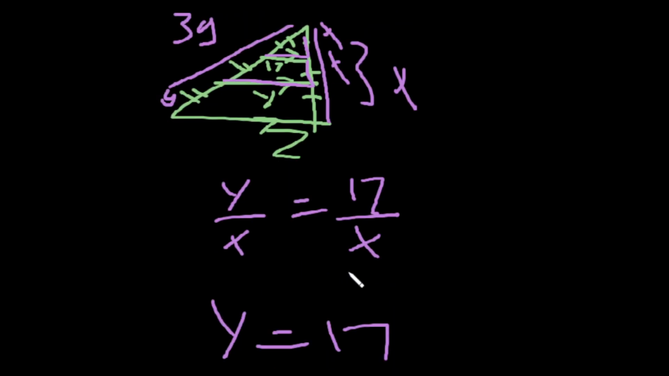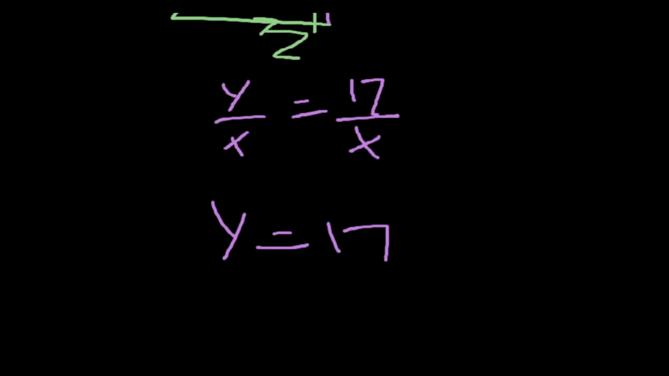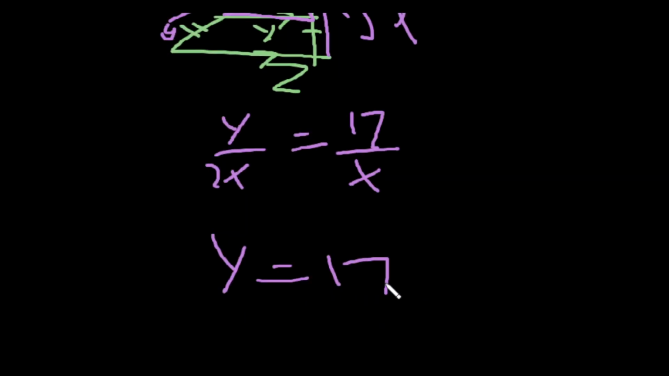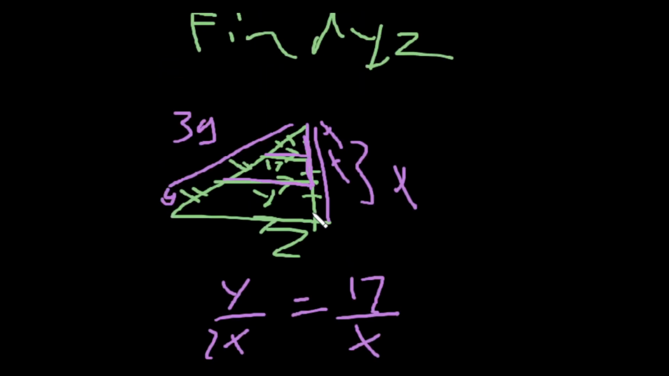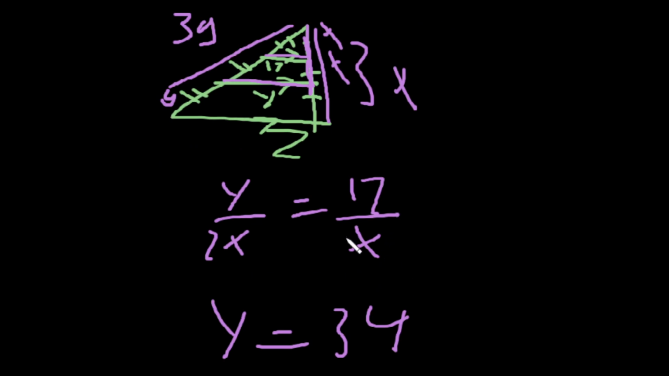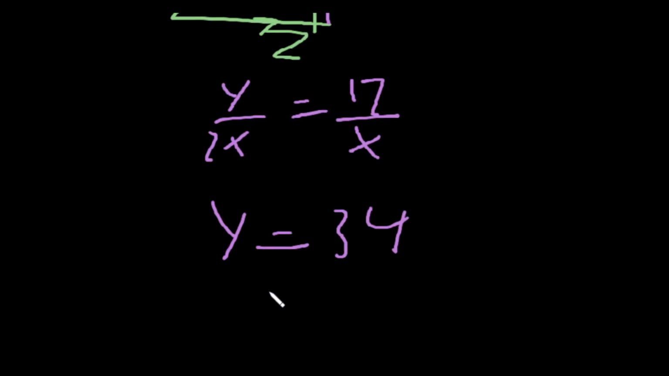Or is it? Doesn't seem right. Hold on. Oh yeah, my bad. This is supposed to be 2x, because this is 2x. No, it's on this side. 17 times 2x, so y is actually double 17, so it's 34. You see why? Because this whole thing is 2 x's. So 17 times 2x, and the x's still cancel, so it's 34.